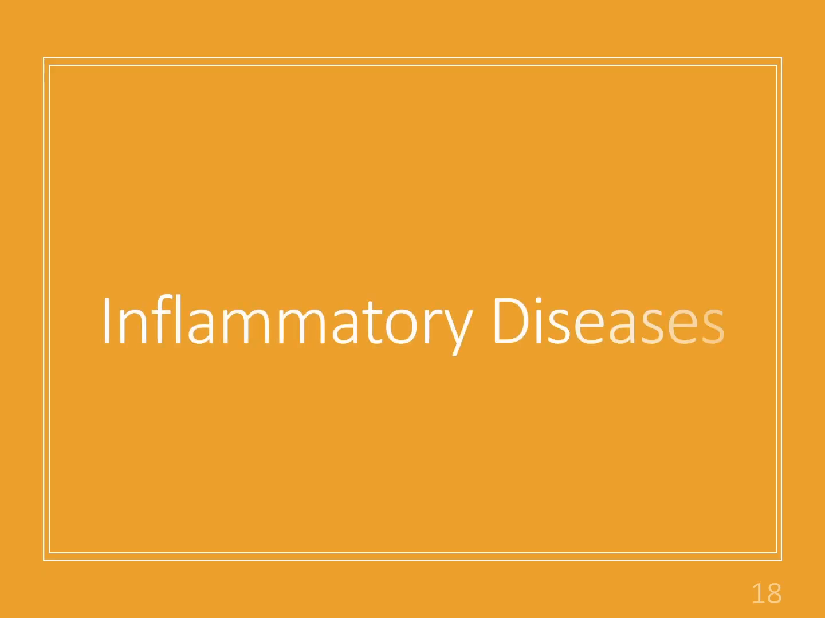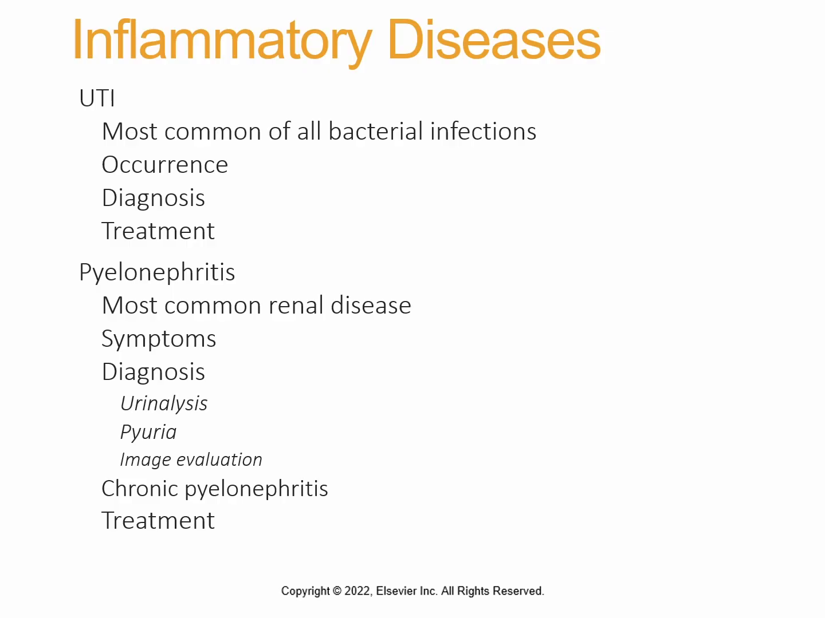Next, we are going to talk about the inflammatory diseases. UTIs are the most common of all bacterial infections. They can occur in anyone, are diagnosed with a urine culture, and are treated with antibiotics. Pyelonephritis is a bacterial infection of the calyces and renal pelvis and is considered the most common renal disease. Pyelonephritis can happen with any obstruction or stagnation to urine flow in any part of the urinary tract. Symptoms include fever, flank pain, and general malaise.